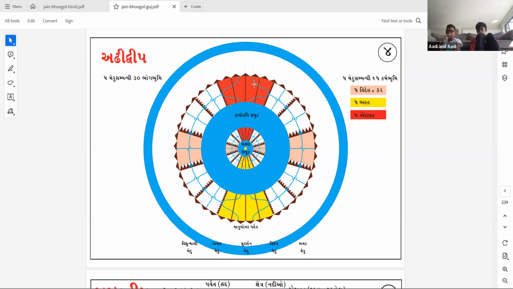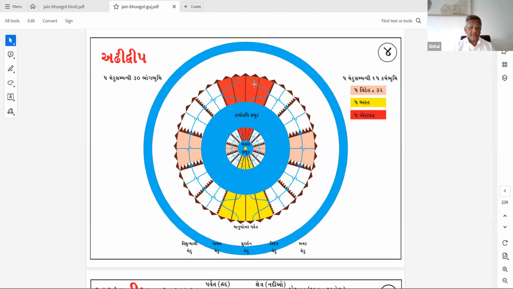160. 170. Very good, 170, because there are... sorry, 160 plus 5 plus 5. Yes, 160 plus 5 plus 5, because there are 5 Bharat Kshetras and 5 Airavat Kshetras. Okay, another question. How many Tirthankars will there be in Dhatki Khand? The maximum number of Tirthankars there can be in the island of Dhatki Khand.